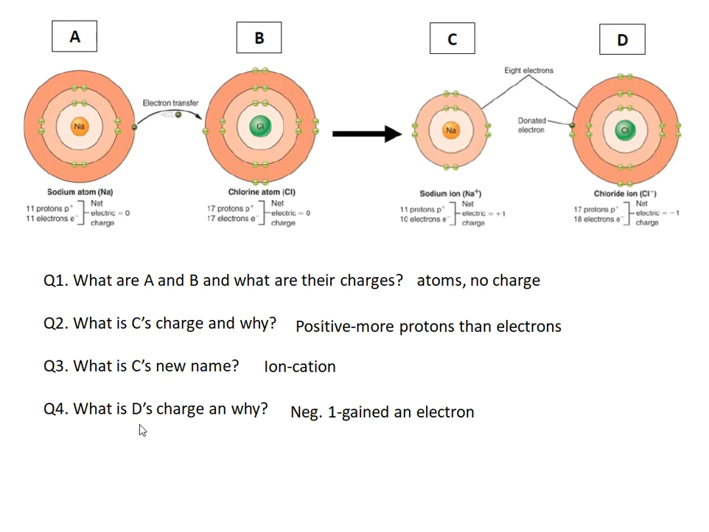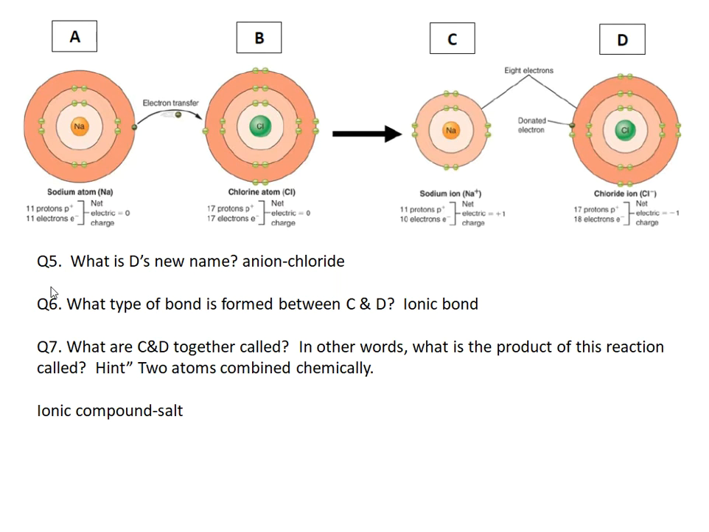Number 4, what is D's charge and why? D is a chloride ion. It received an electron from sodium, so now it has 18 electrons, only 17 protons, so it has a charge of -1. Question number 5 was, what's D's new name? It is an anion specifically, so it's an ion.